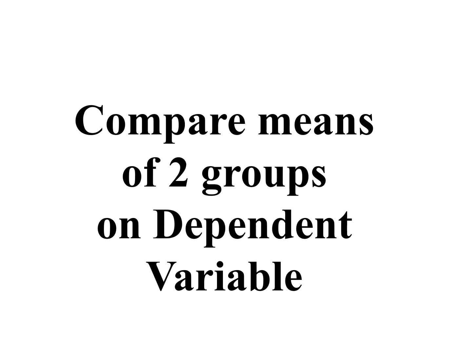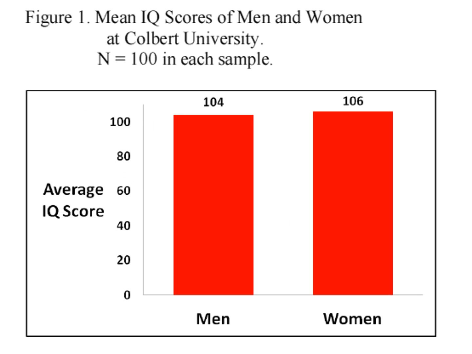Here's an example. Suppose a researcher selects two samples or groups of students at Colbert University. One of the samples consists of 100 men and the other sample consists of 100 women. The researcher gives IQ tests to all the students, then calculates the mean IQ score in each group and compares these means. In statistical terms, we say that this study uses a two-group design and that the dependent variable is IQ scores. As you can see, the researcher has found a difference between the groups in regards to IQ scores. The mean IQ for the women is 106, whereas the mean IQ for the men is a bit lower, 104.